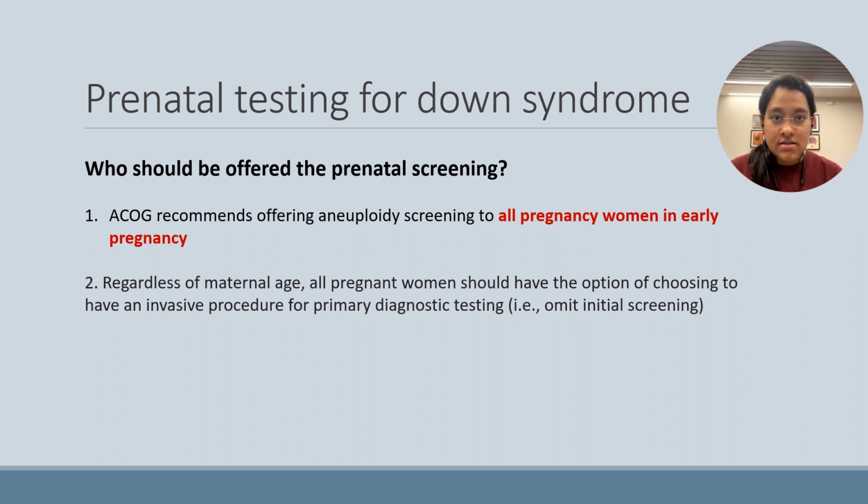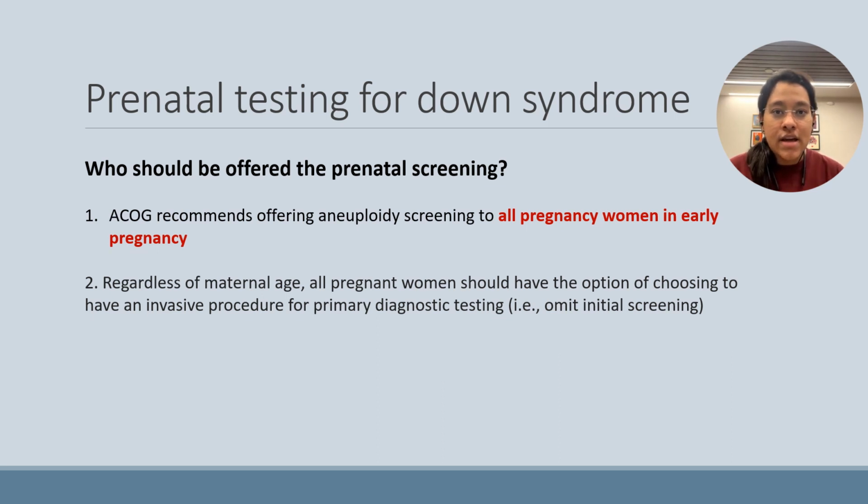Like in the prenatal screening, we have a set of tests available for screening, and we have a set of tests for confirmative diagnosis. So it is upon the discretion of the family whether they want to go ahead with the screening test or they want to straight away go ahead with a definitive diagnostic test.